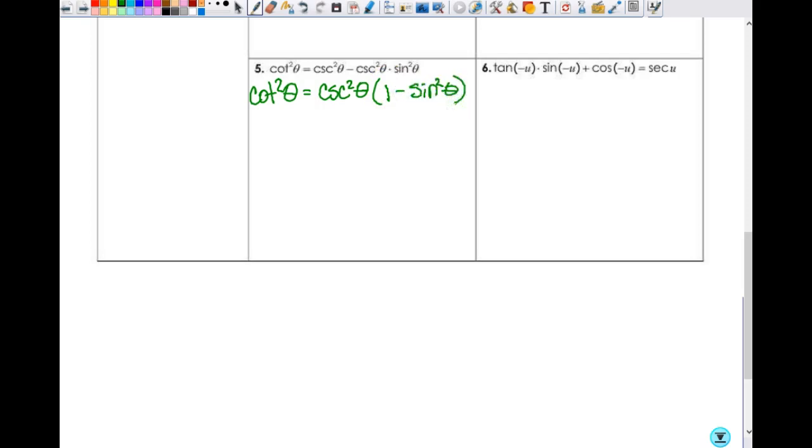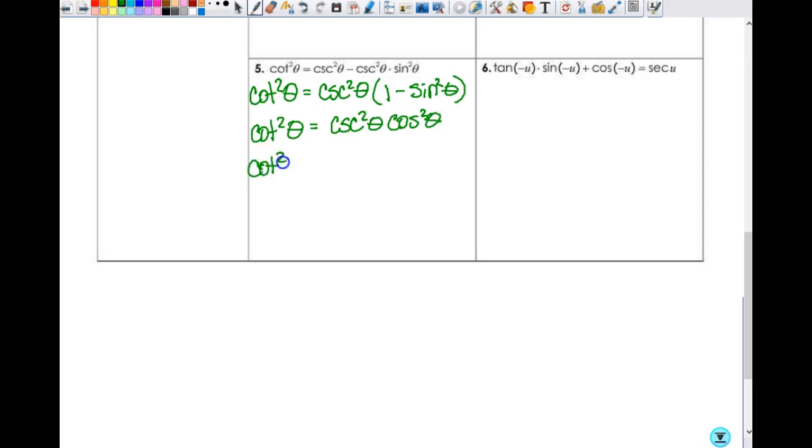Don't forget about that 1, because when you factor out a GCF, to go backwards from this step, I'd have to be able to distribute this back in and get the same thing back, right? And sometimes we forget about that 1 that's in there. Everybody good so far? Yes? All right, so this gives me cotangent squared theta equals, well, what is 1 minus sine squared? Cosine squared. So this gives me cosecant squared theta times cosine squared theta.